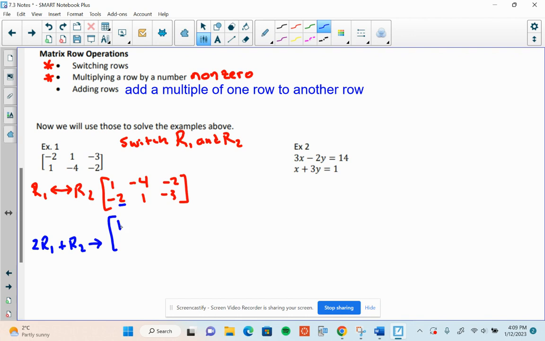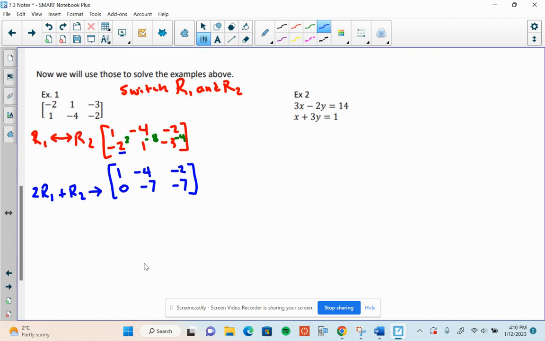Okay, so here we go. Top row is not changing. It's still 1, negative 4, negative 2. For the bottom row, I like to pencil in the numbers that I'm going to add so I don't have to flip-flop back and forth between multiplying and adding. So I'm going to multiply 2 times row 1: 2 times 1, 2 times negative 4, and 2 times negative 2. Now I'm going to add those. You don't have to do it this way, but I find it helpful. 2 plus negative 2 is 0. Negative 8 plus 1 is negative 7. And negative 4 plus negative 3 is also negative 7. Now we are ready for column 2.